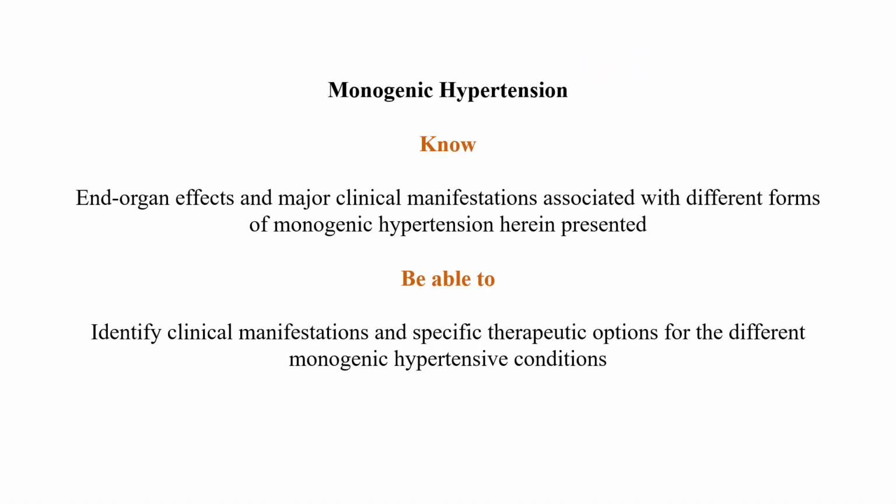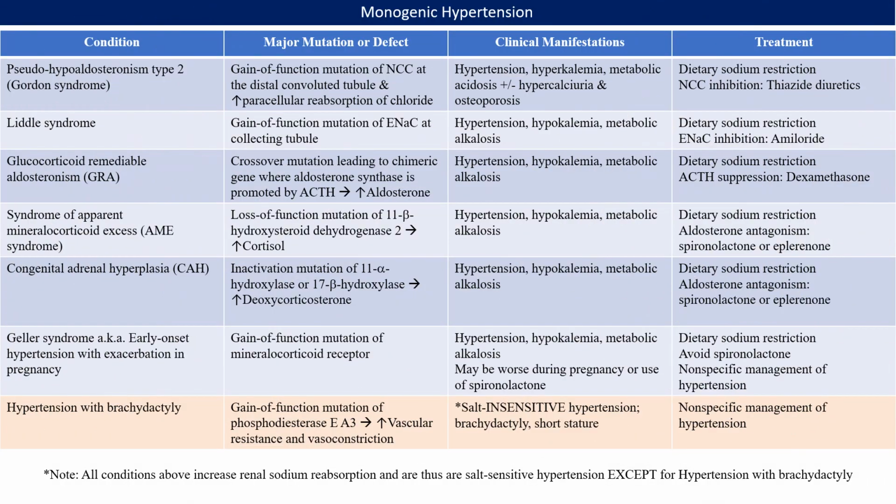At this time, you should know end organ effects and major clinical manifestations associated with different forms of monogenic hypertension herein presented. You should also be able to identify clinical manifestations and specific therapeutic options for the different monogenic hypertensive conditions. This table summarizes all forms of monogenic hypertension we just discussed, along with their major mutation or defect, clinical manifestations, and specific treatment.